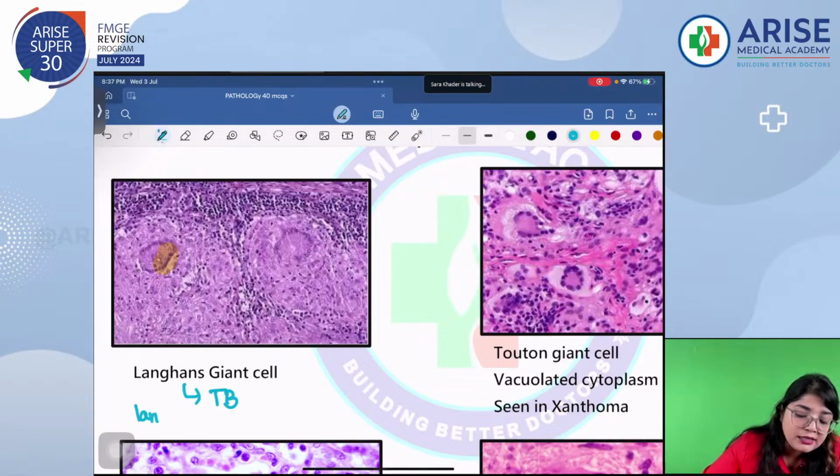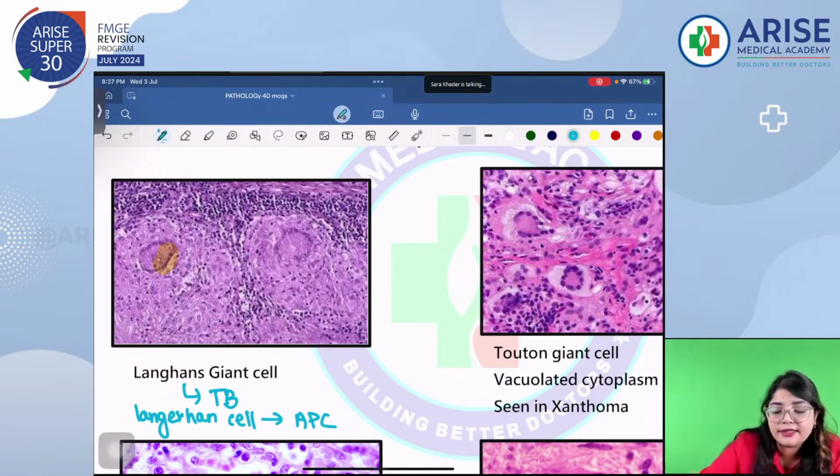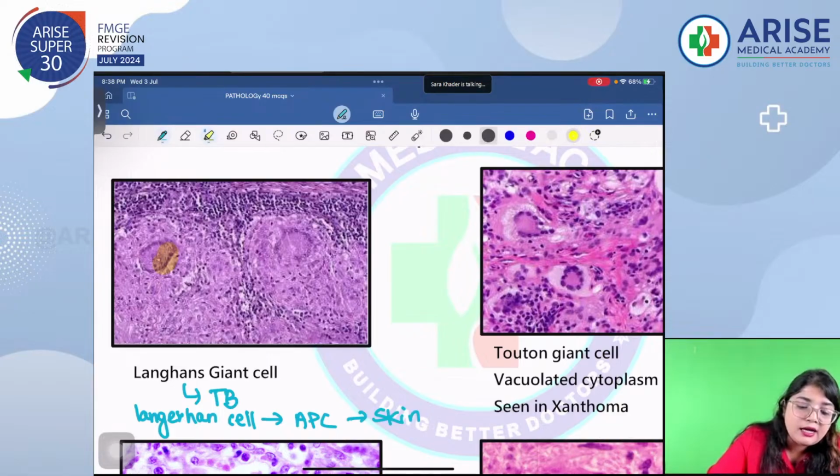If you remember your Langerhans cell, it is an antigen presenting cell, a dendritic cell. Please be able to differentiate between these two. It shows you Birbeck granules on electron microscopy. Do you remember that? Very, very important, tennis racket appearance. Yes, it is seen in the skin. These are antigen presenting cells of the skin. Langhans giant cells are nothing but these giant cells with the horseshoe appearance. Very famous horseshoe appearance.